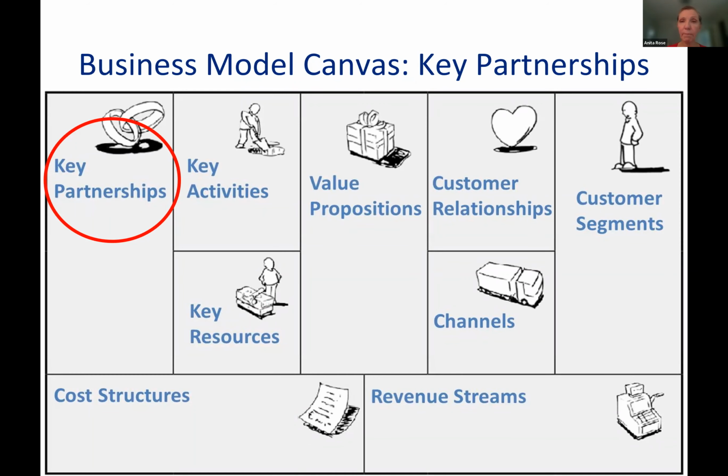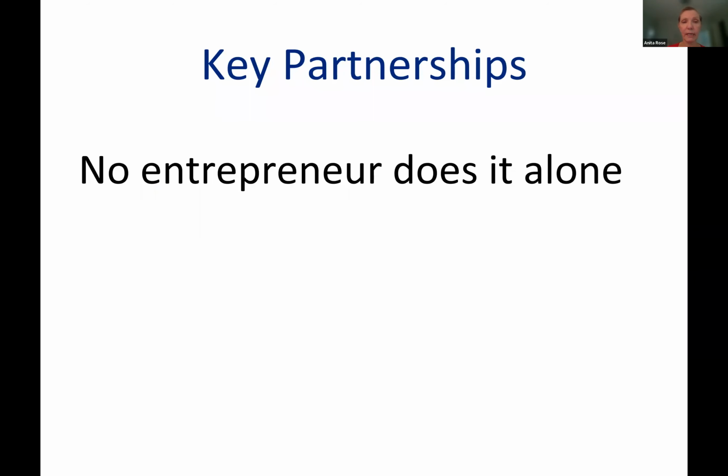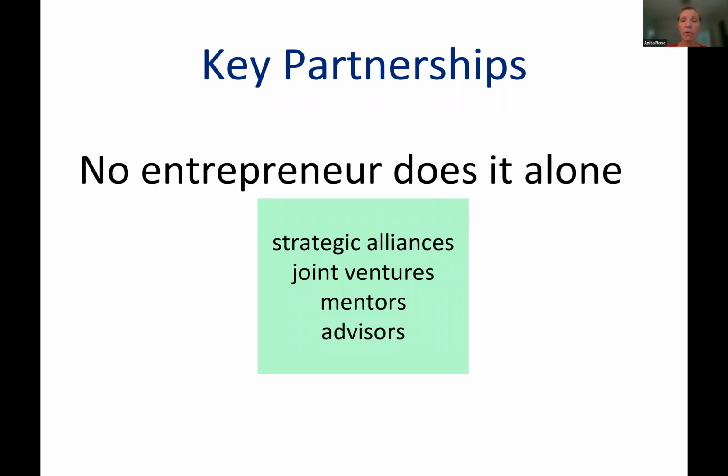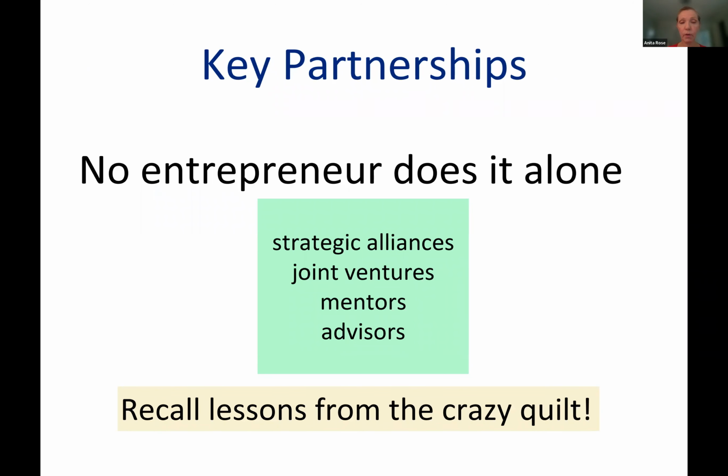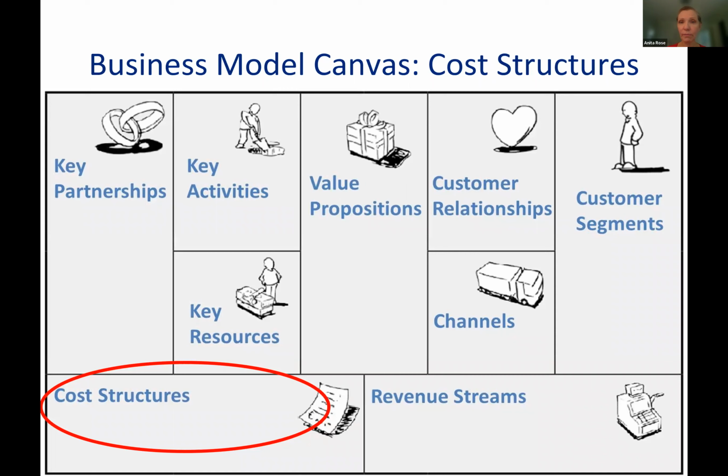And then we have key partnerships on the back end again. Certainly no entrepreneur does it alone. Oftentimes entrepreneurs have strategic alliances, joint ventures, mentors, advisors, and the list goes on. If you recall from Quasi Quilt, how important it is to have other people working together, teaming to make something work. Very rarely does the entrepreneur work completely alone.